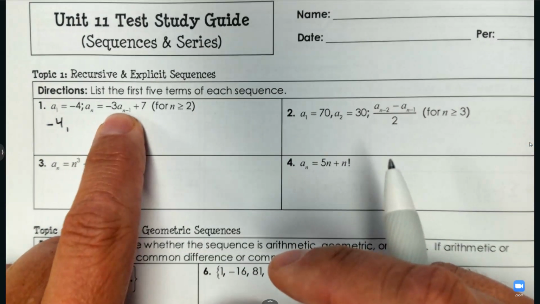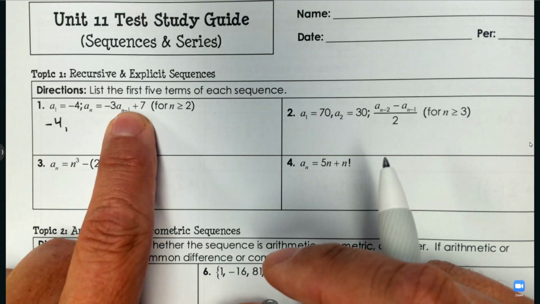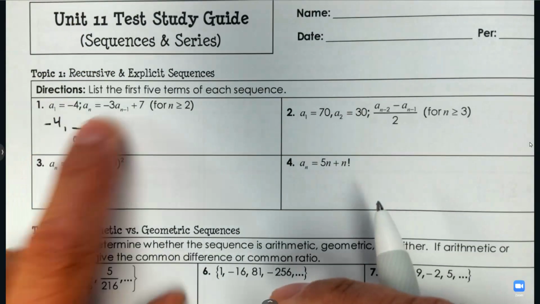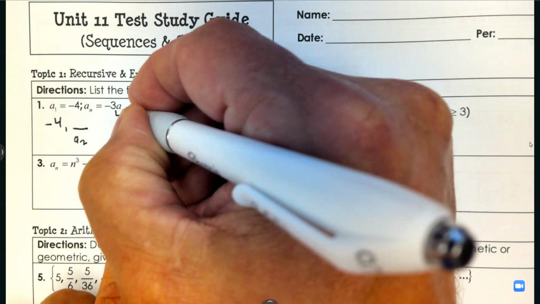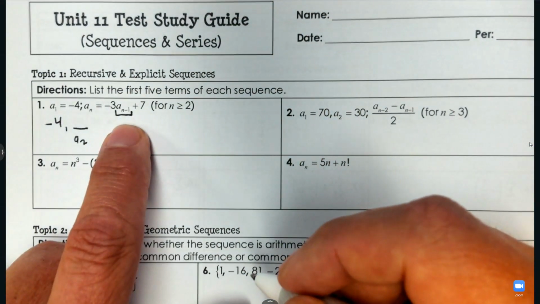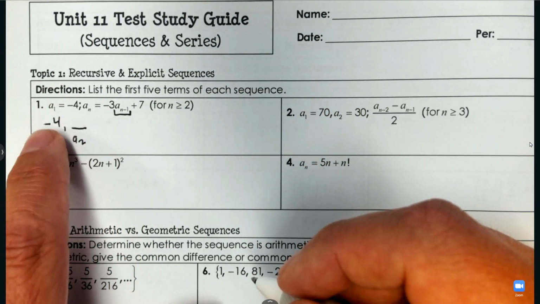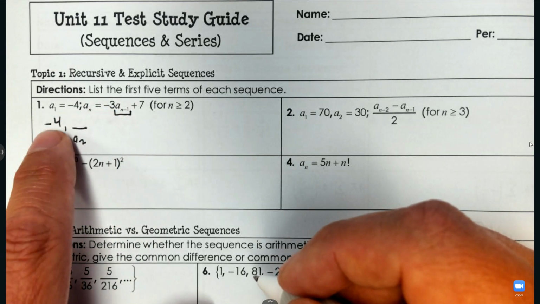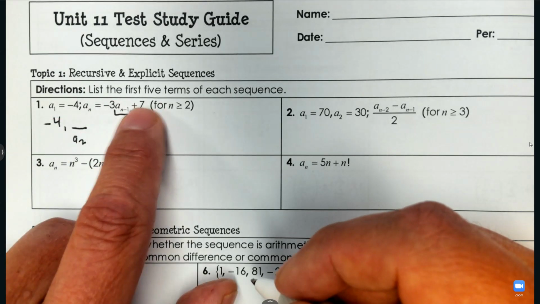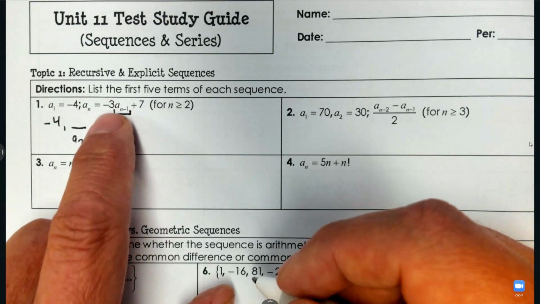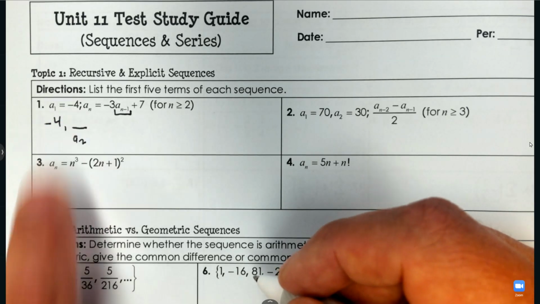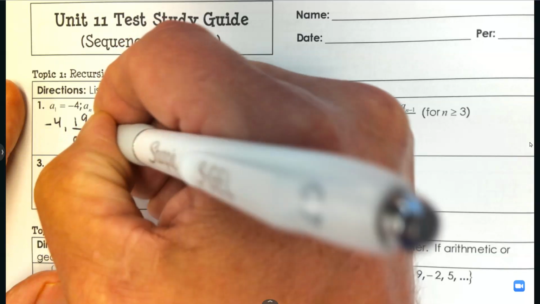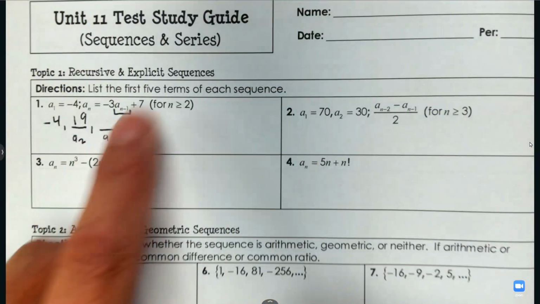Now, for the next one, it says use this formula. So if I want to find the next term, which would be A2, it says, hey, use this. Now this means right here, n-1 means the term before. So if I'm looking here, the term before is -4. So what I'm going to do is I'm going to go -3 times -4 and add 7 and put the answer down. So -3 times -4 is 12. Add 7 and you get 19. And I'm going to follow that pattern again for the next term until I get to 5 terms.